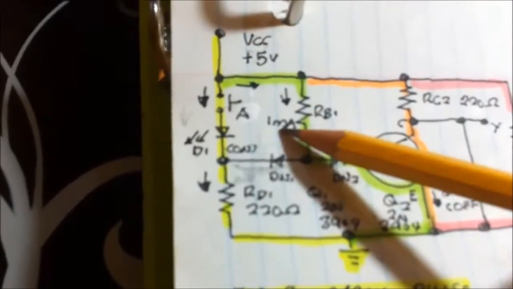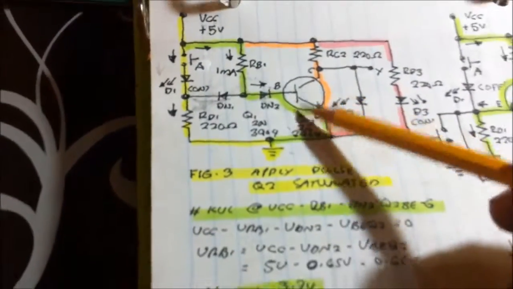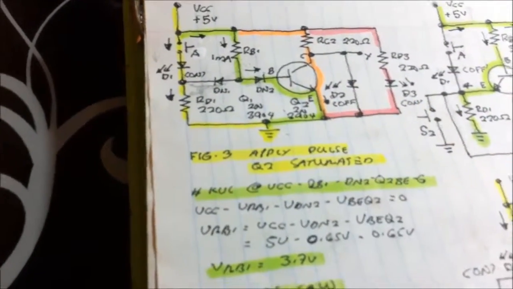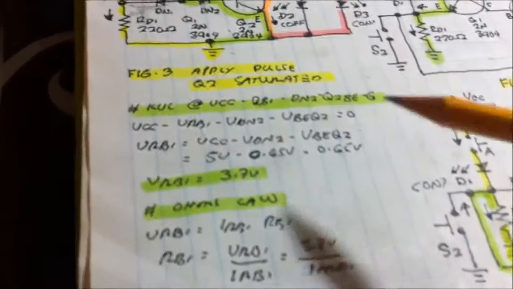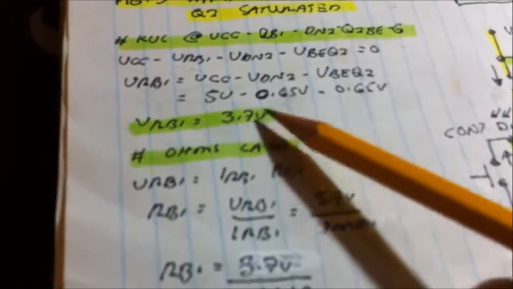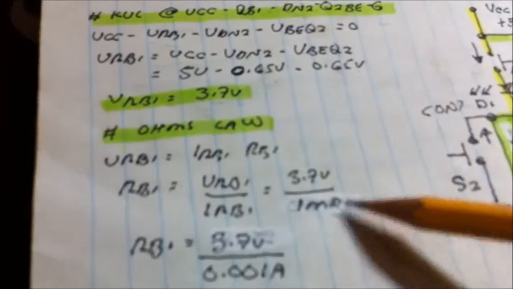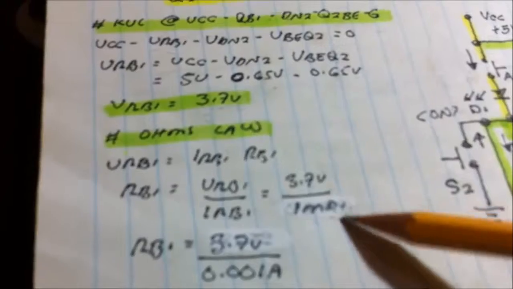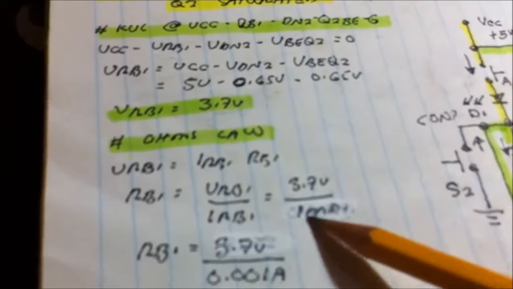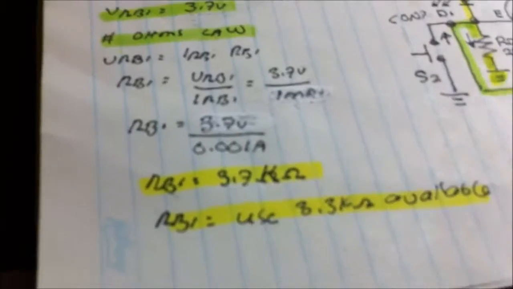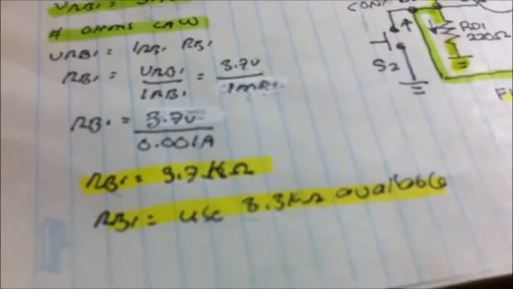As I've said earlier, I'm setting the current to 1 milliamp because this transistor can handle up to 100 milliamps. I pick the values of current here by using the formula of Ohm's law. We know 3.7 volts, and then the arbitrary value of the current, 1 milliamp, which is equivalent to 0.001 ampere, and now RB1 is 3.7 kilo ohms, but I use the 3.3 kilo ohms available.